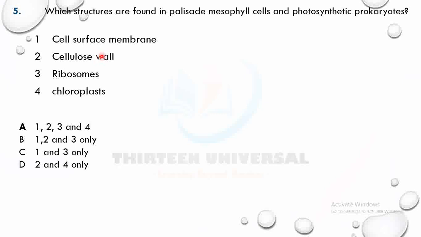If they had said cell wall, we would have considered it. But cellulose cell wall means only plant. So we have cell surface membrane and ribosome. Okay, that's 1 and 3, which is C, Charlie.